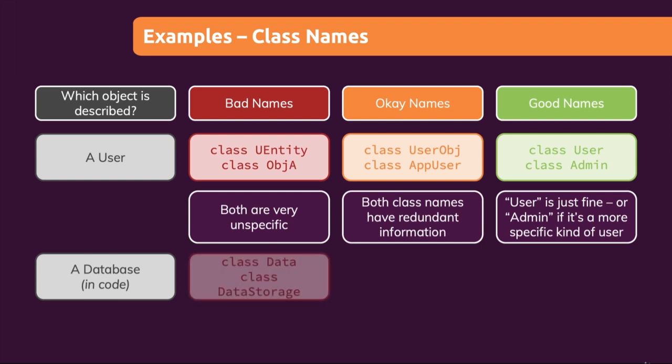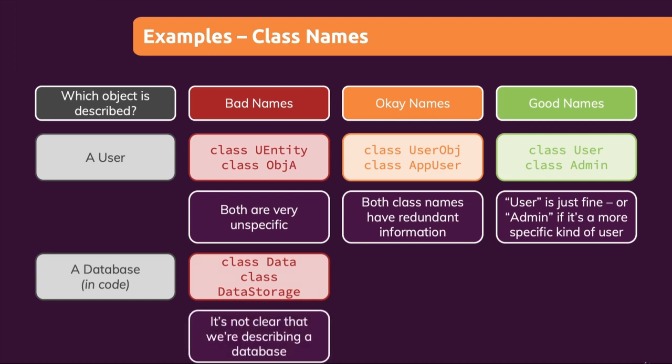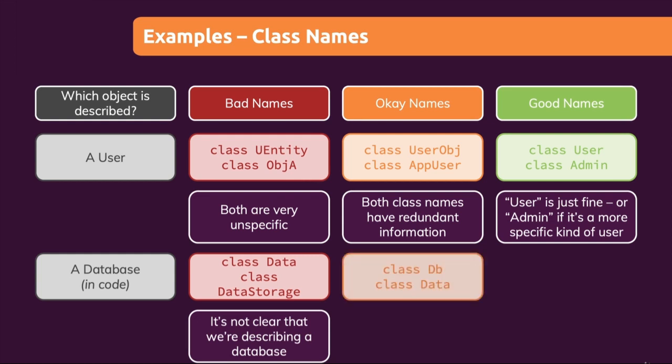Here are some bad names. The problem with these is that data and data storage are very unspecific or even describing the wrong thing. Data storage doesn't have to be a database. It could also be a file storage or a storage in memory. So this is very unspecific and even a bit misleading. Better names could be DB or just data, but it's still not 100% specific. Especially data is almost a bad name because data again could be anything. So this might not even be okay.